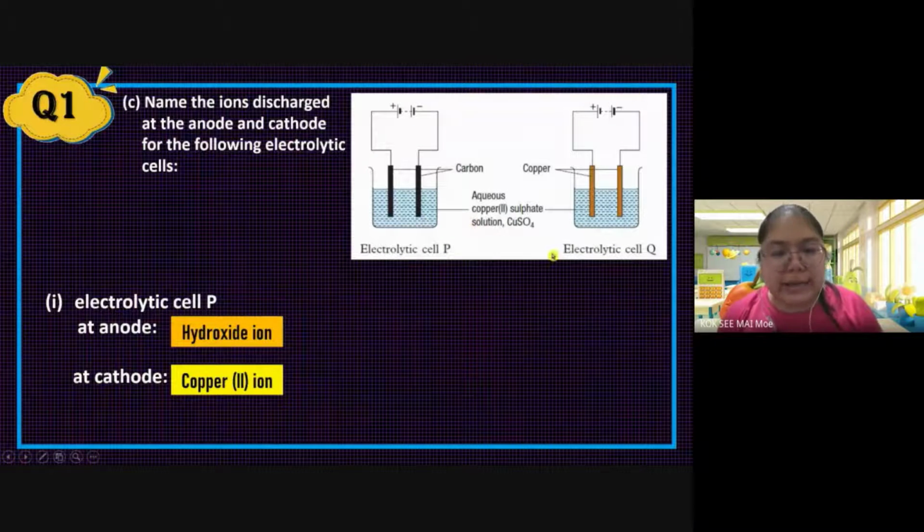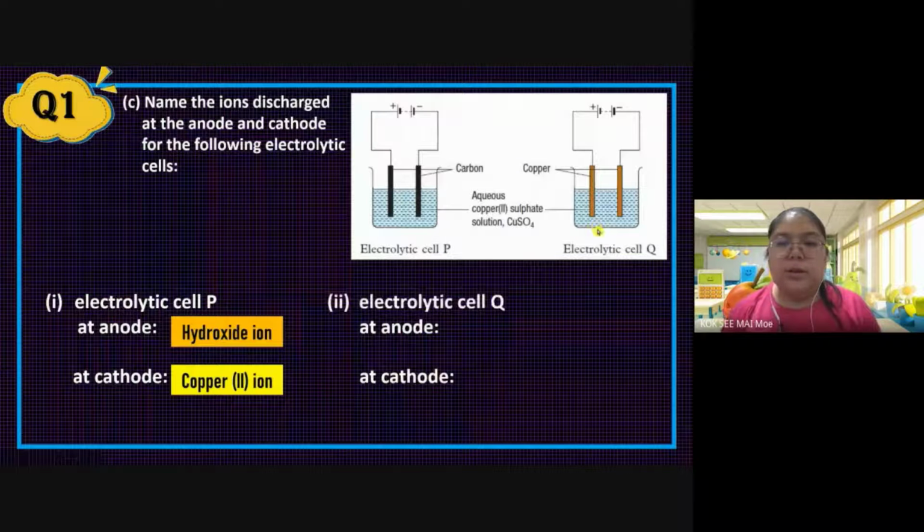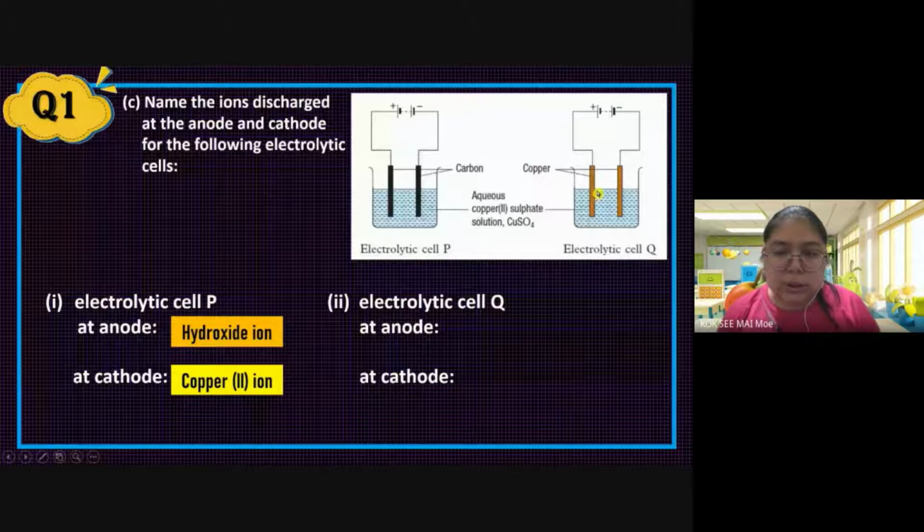For Q, it is a little bit different because the electrode and the electrolyte are the same material. So you see the electrolytic cell Q. At the anode, we have copper. We also have the sulfate, which is negative. We have copper(II) and also copper. The negative ions will go to the anode and the positive ions will go to the cathode. So the anode is positive, and it will attract the negative ions. Now the negative ions are sulfate and also hydroxide.